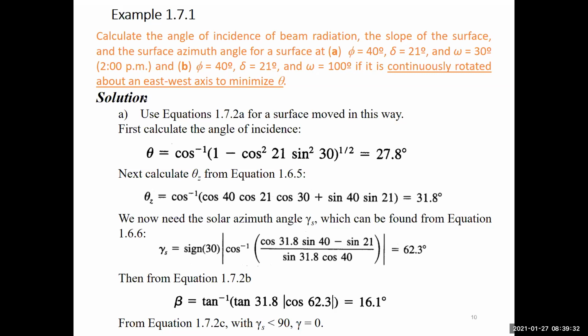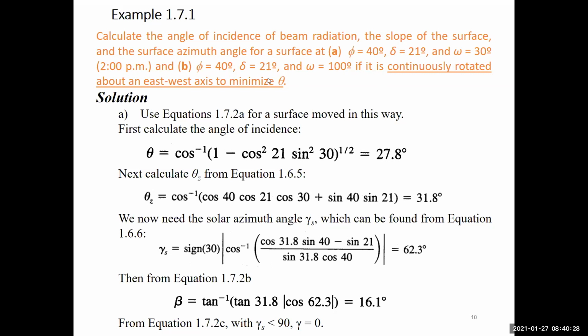Let's look at this example. Calculate the angle of incidence of beam radiation. The slope of the surface and the surface azimuth angle for a surface are given here, and the values are given. Phi, the latitude angle, is 40, delta, the declination angle, is provided to us, and omega, the hour angle, is 30 degrees. This all is at 2 p.m., whereas another condition here is for beta equal to 40, phi equal to 40, delta is 21, omega is 100. So it's the same value of phi and the same value of delta, but at different hours. That's why the hour angle is different. And the condition given here, which is underlined, is that the surface is continuously rotated about an east-west axis to minimize theta.